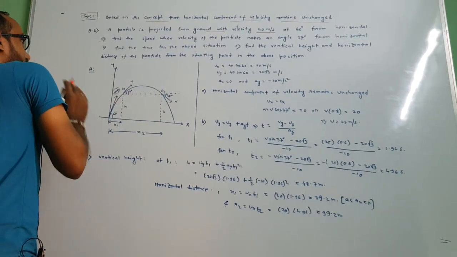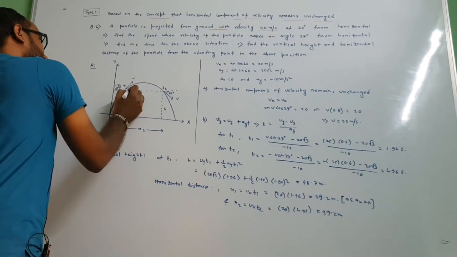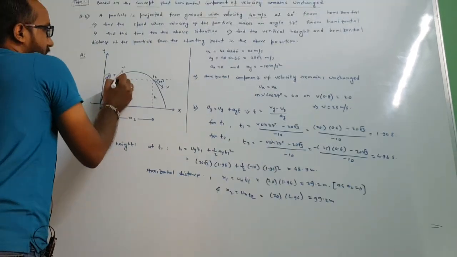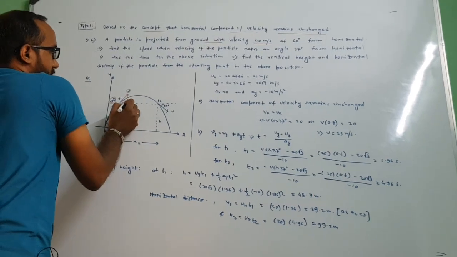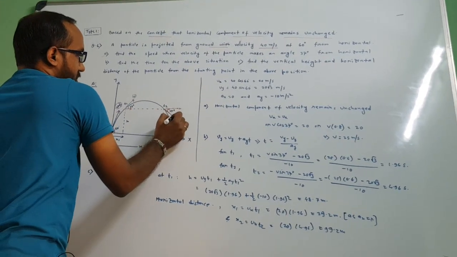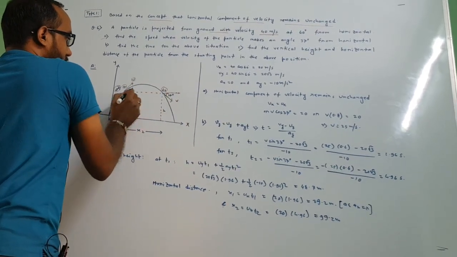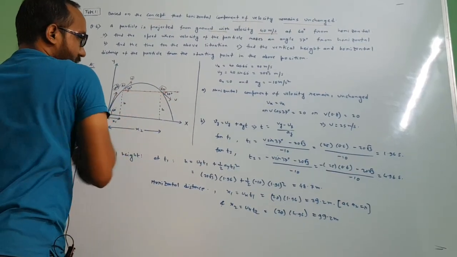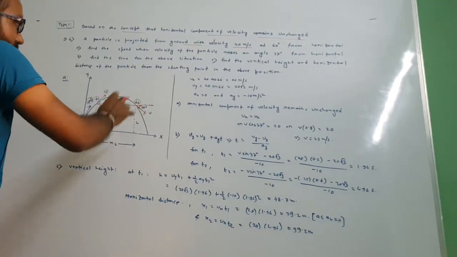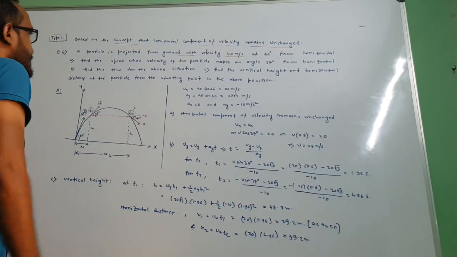It is given that you have to find the speed when the velocity of the particle makes 37 degree. So it may happen in two cases. Either in this case the velocity makes 37 degree with the horizontal, or in this case the velocity makes 37 degree with the horizontal. So at time t1 and at time t2, both of them are at the same height. They have made 37 degree each. So we have to find for t1 and t2 also.